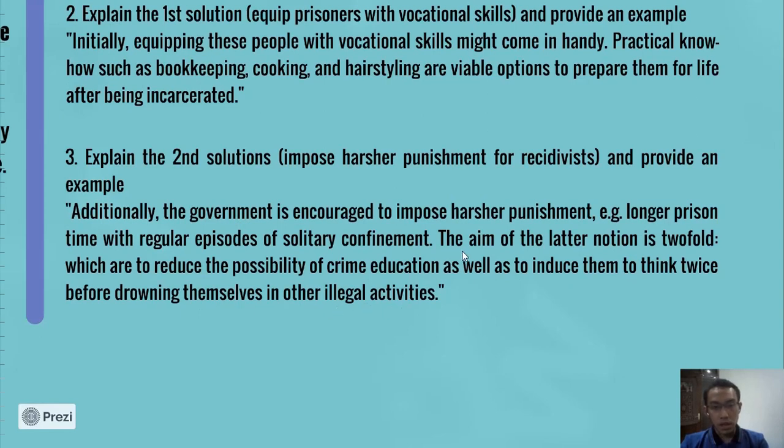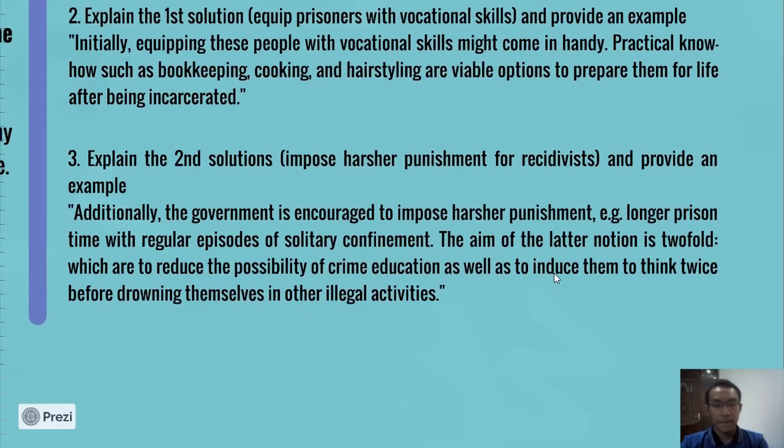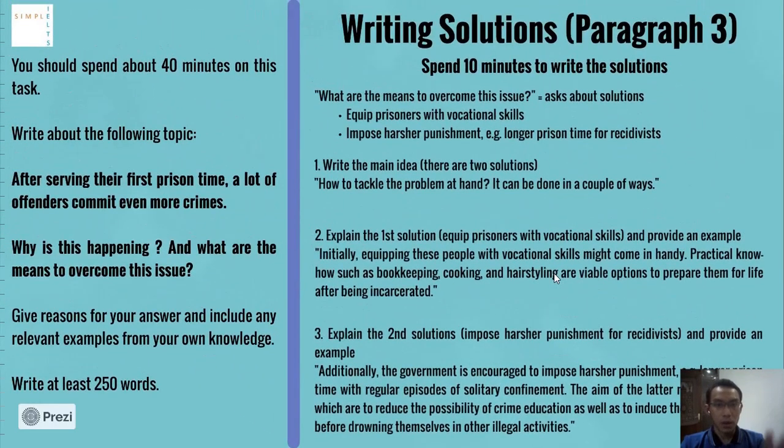So, the purpose of solitary confinement is to avoid any transfer knowledge of crime between the inmates, between the prisoners. That has the same meaning with crime education, as well as to deter them or induce them to think twice before drowning themselves in other illegal activities. Okay, so that is an example of how you write solutions in the third paragraph.